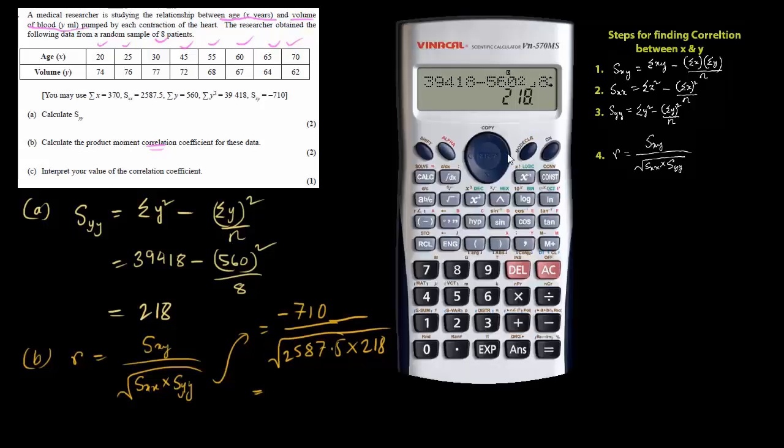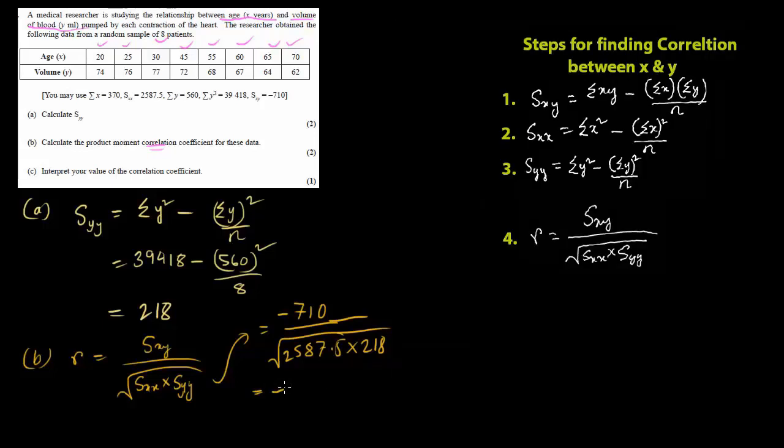So let's calculate what it is. First of all, let's do what is downstairs. 2587.5 multiplied by 218, and if we do square root of that, it turns out to be 751. And let's divide. So minus 710 divided by the answer that we just got, and it is minus 0.9453.